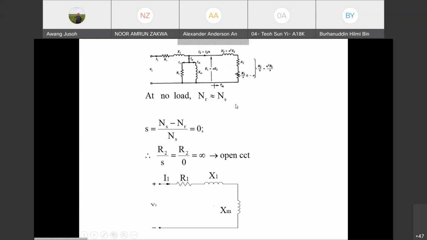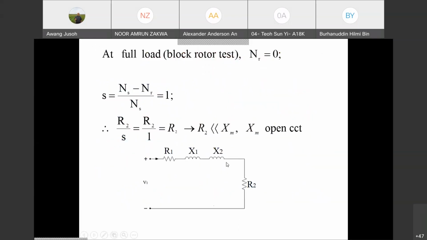So that's why we have this circuit, the approximate circuit during the block rotor test. That means we have R1, X1, X2, and R2. From here, we can calculate the components. We first find the total impedance Z. Z equals V1 divided by I1. V1 is the voltage that you apply during rated current, and then you divide by I1. So you get the Z block rotor.